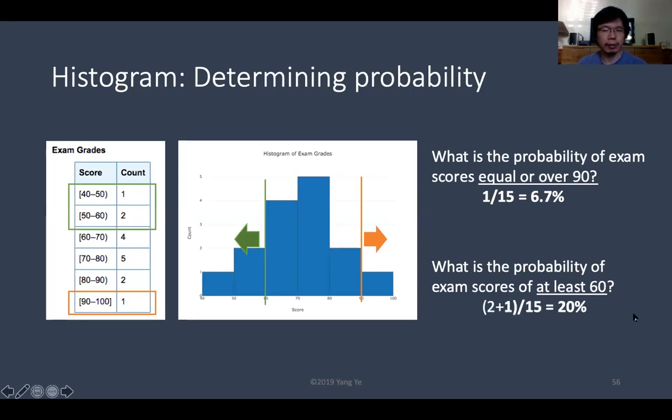And you can also determine at most 60, not at least 60, it's just 20%. At most 60, okay? There's an error in the slides. So what's important here is that you'll be able to determine the probability of a score falling into a certain range of values, using the histogram as a way of doing that.